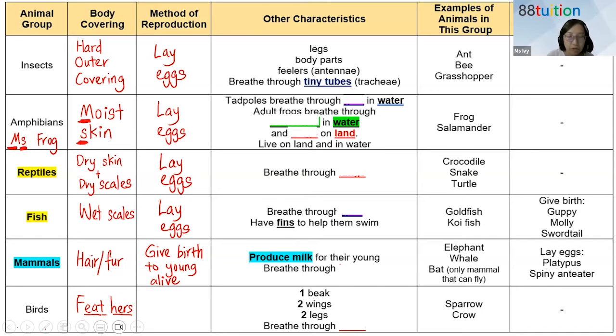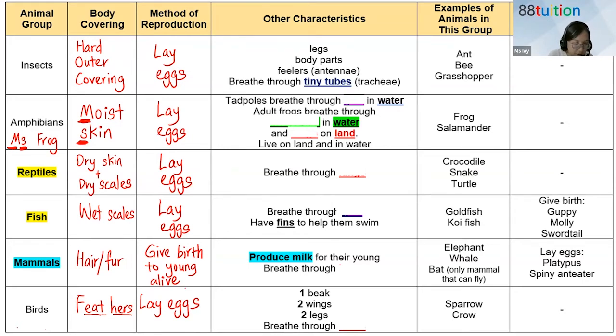Okay. All right, and how do the birds reproduce, Siyi? Give birth or lay eggs? Lay eggs. Good. So, oops, hang on. I think I will have to write because it's too close to my buttons.